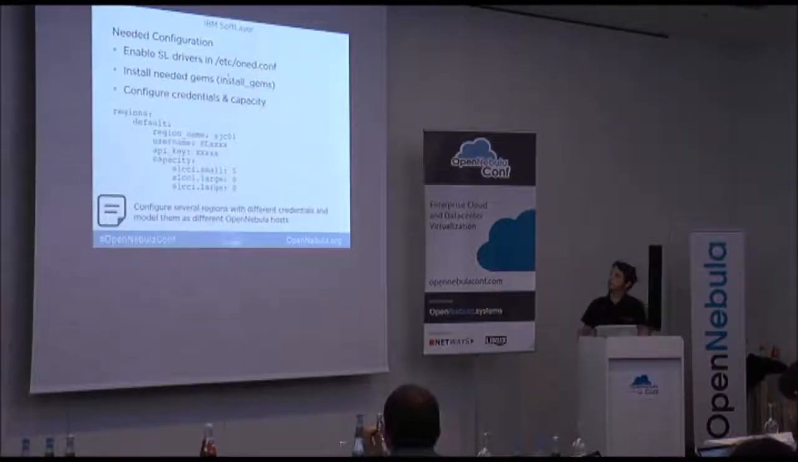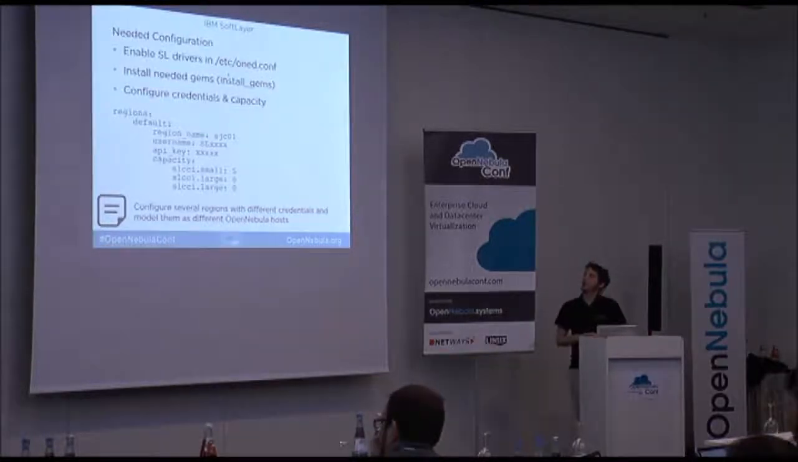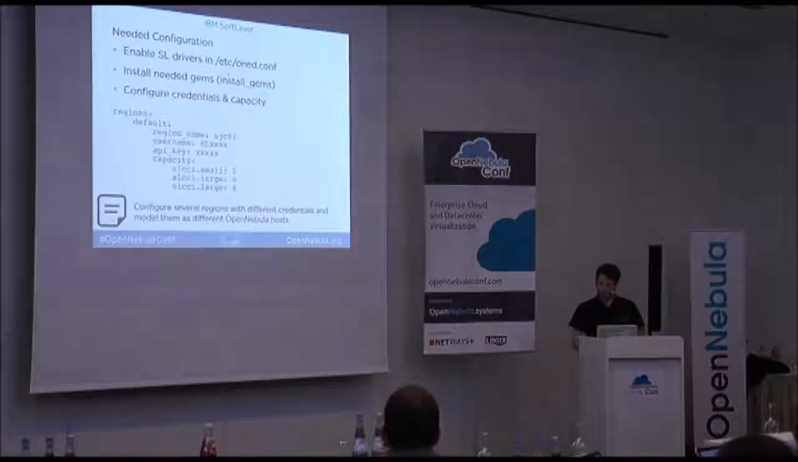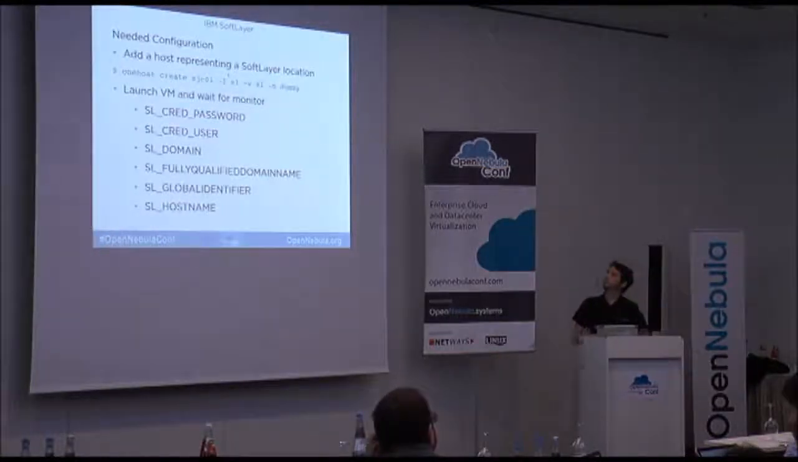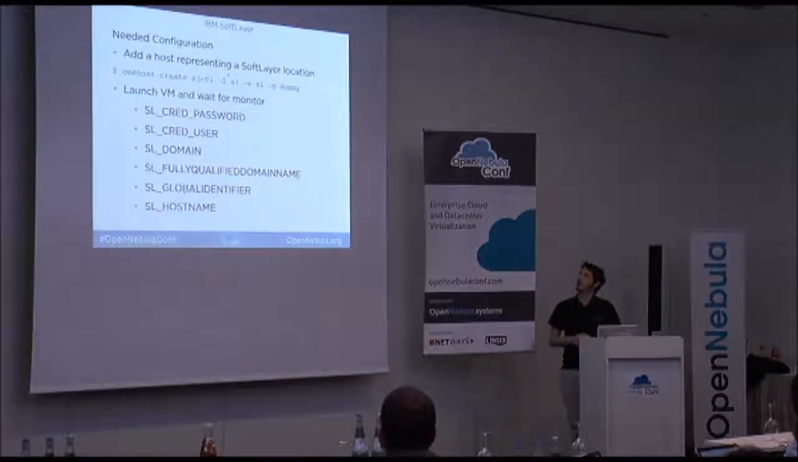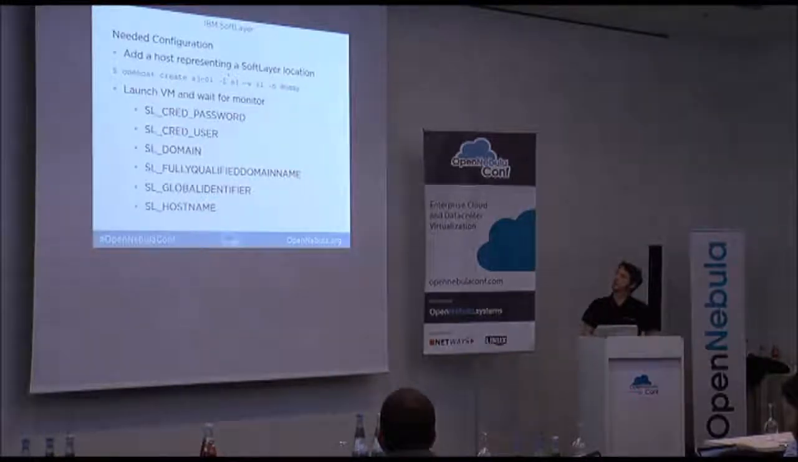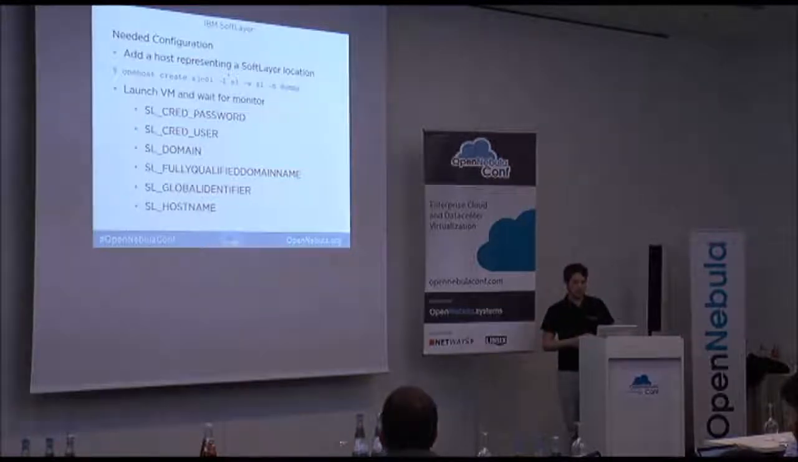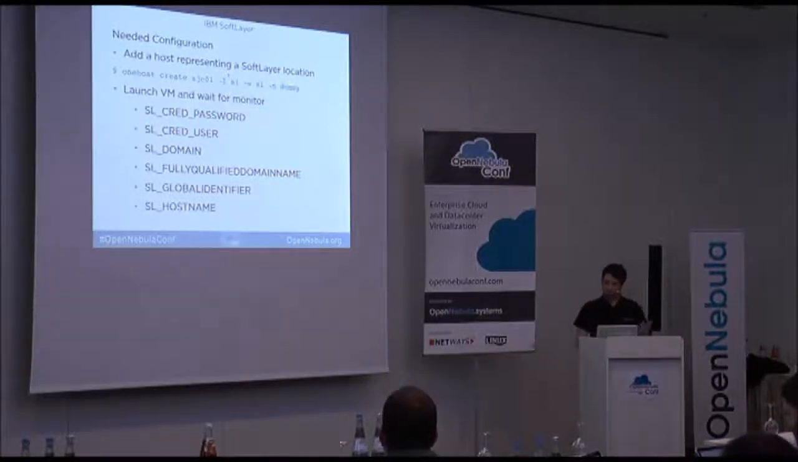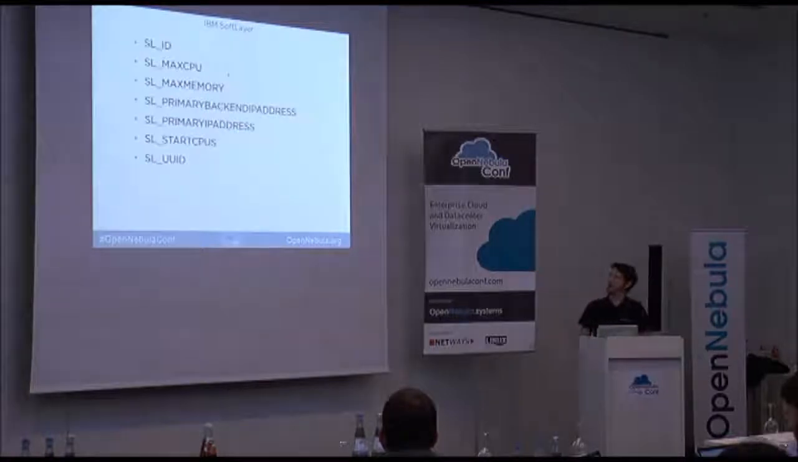Okay, so just briefly, SoftLayer, almost the same thing. You enable the SoftLayer drivers, you install the needed gems, you define the capacity of the different regions, and you put the username and the API key that will allow OpenNebula to launch virtual machines in SoftLayer on your behalf. Again, you create a host modeling a SoftLayer location, and you can launch virtual machines and get information back to you, like the user credentials, some network information, max memory and max CPU.